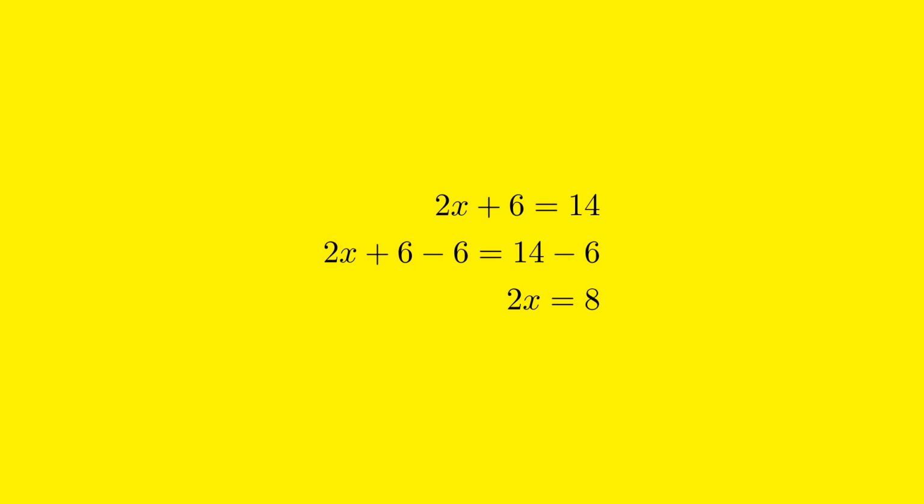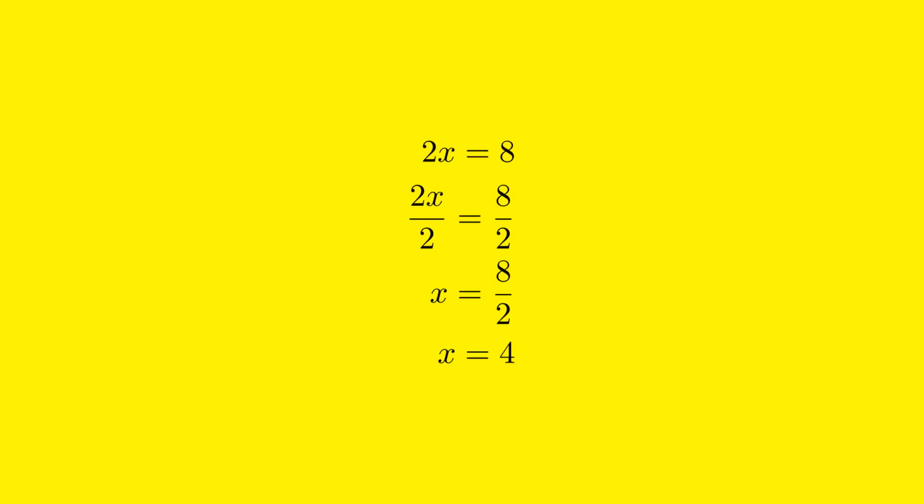Now, the equation becomes 2x plus 6 minus 6 equals 14 minus 6. Simplifying both sides, we have 2x equals 8. This completes step 1, where we have altered the original equation by eliminating the constant term to set up further solving for x.